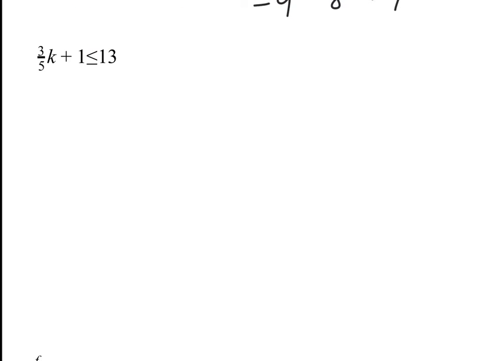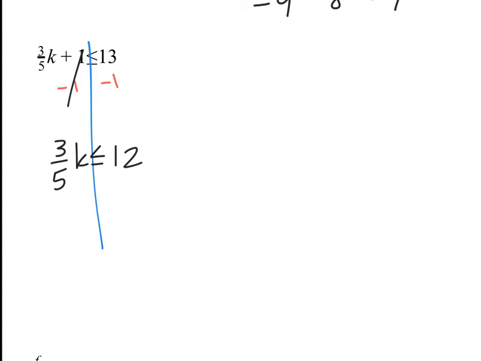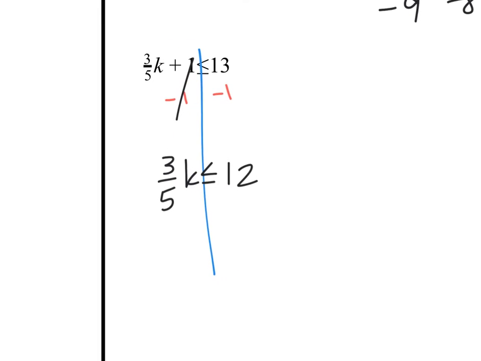Second one, draw my balancing line, and we'll go ahead and undo the addition or subtraction. Minus 1, minus 1. My new equation is now 3/5 k is less than or equal to 12, because that's 13 minus 1.